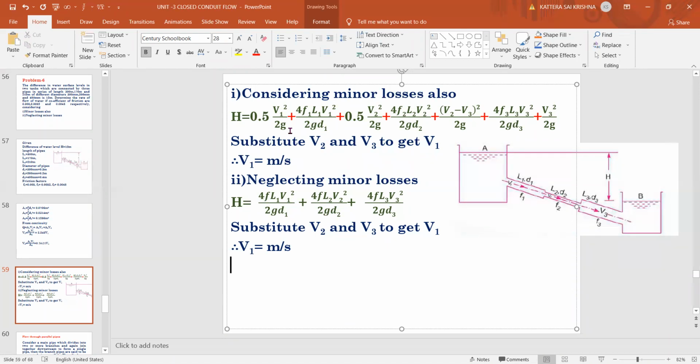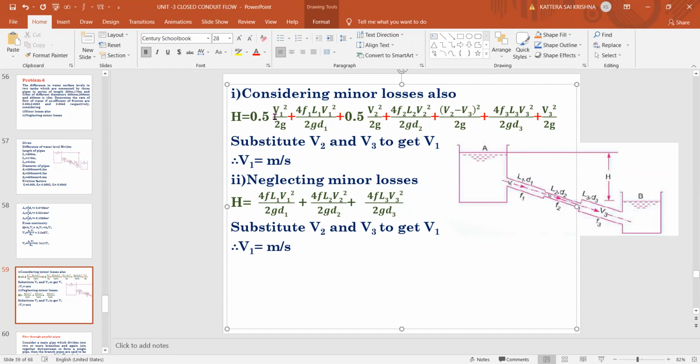So after writing this, by seeing the diagram only you can write, because in some problems he'll give only 2 sections. At that time, what you'll get? You won't get this many terms. Depending upon the problem, you'll get the number of terms here. Mostly he'll give 2 pipes or 3 pipes. More than that, it won't be given.